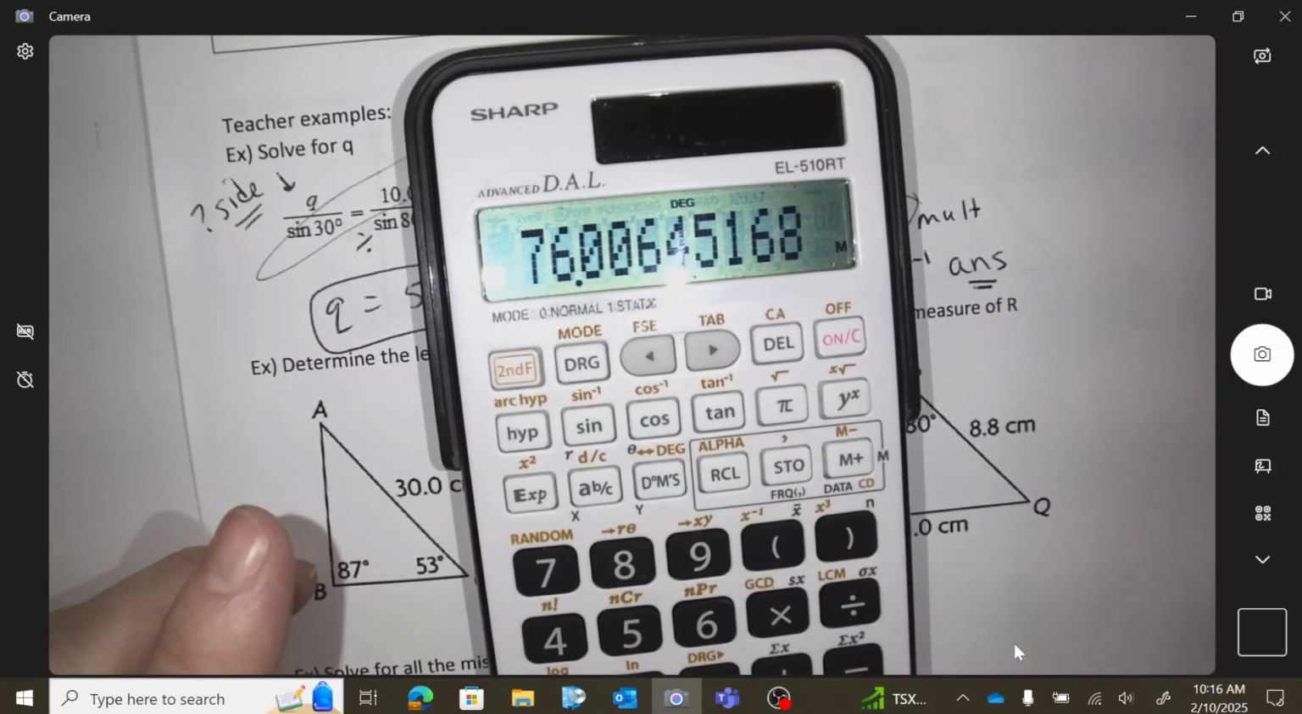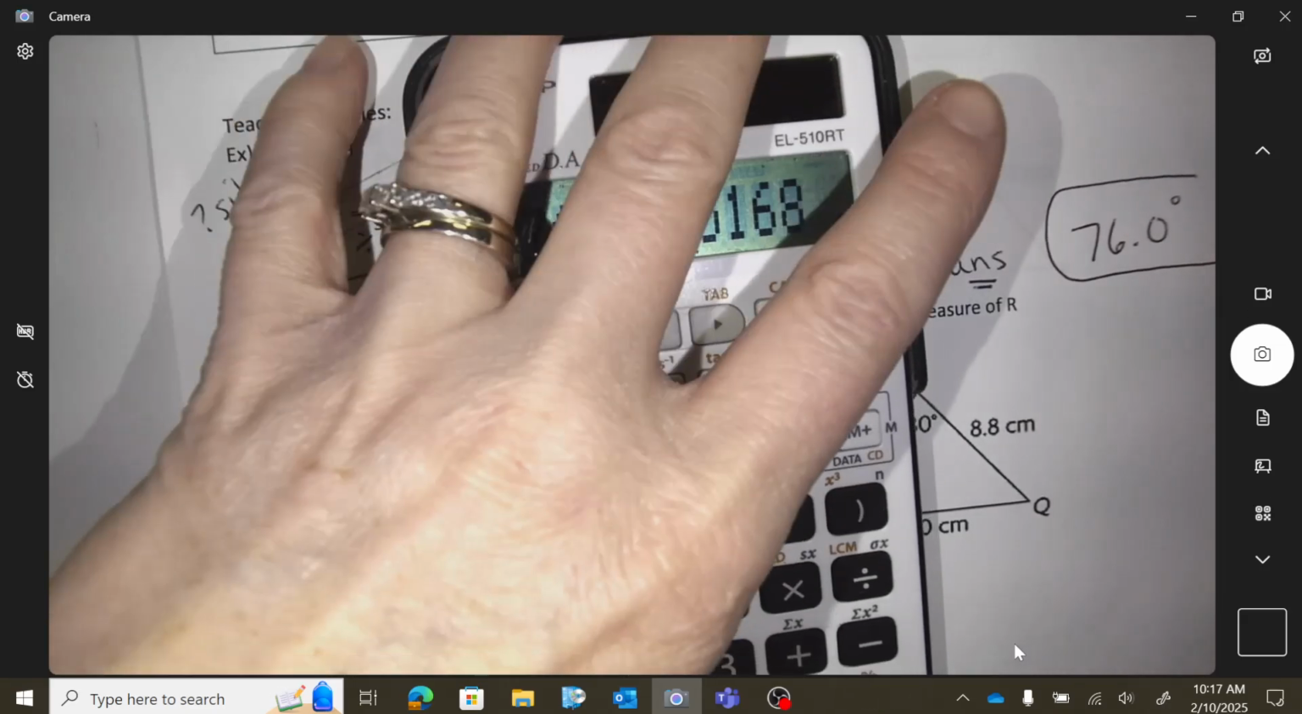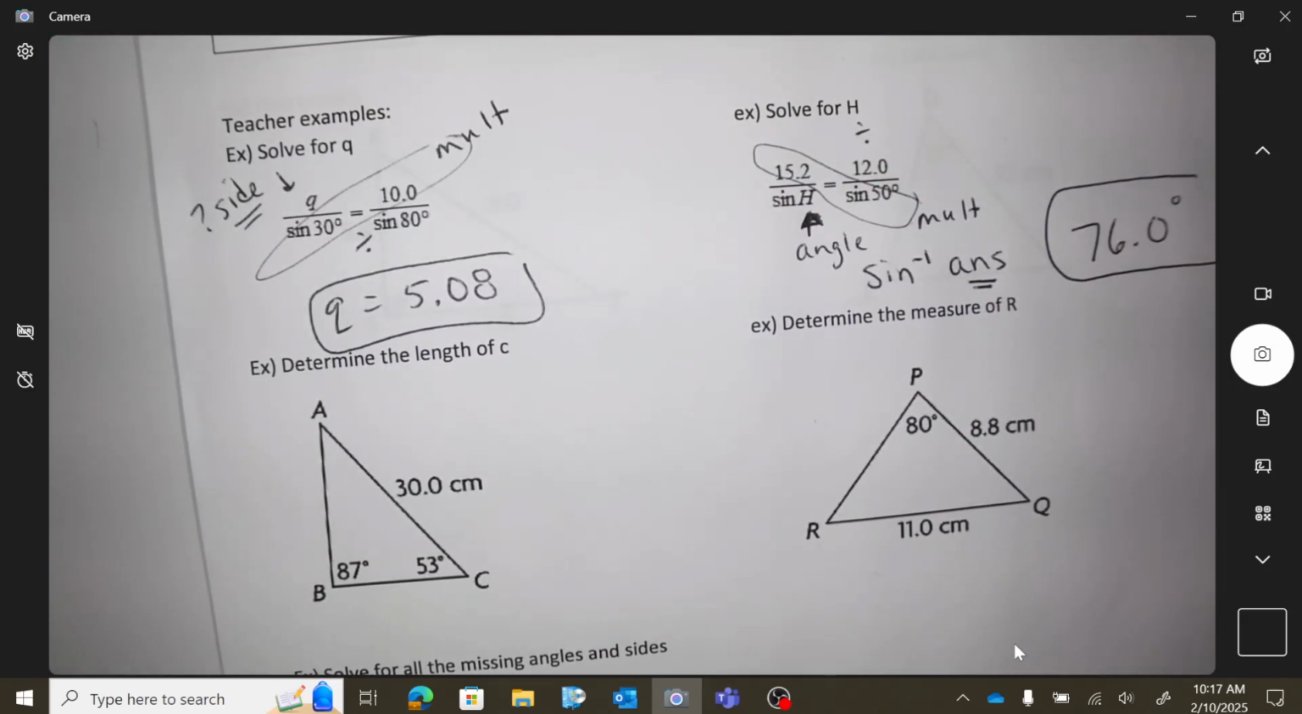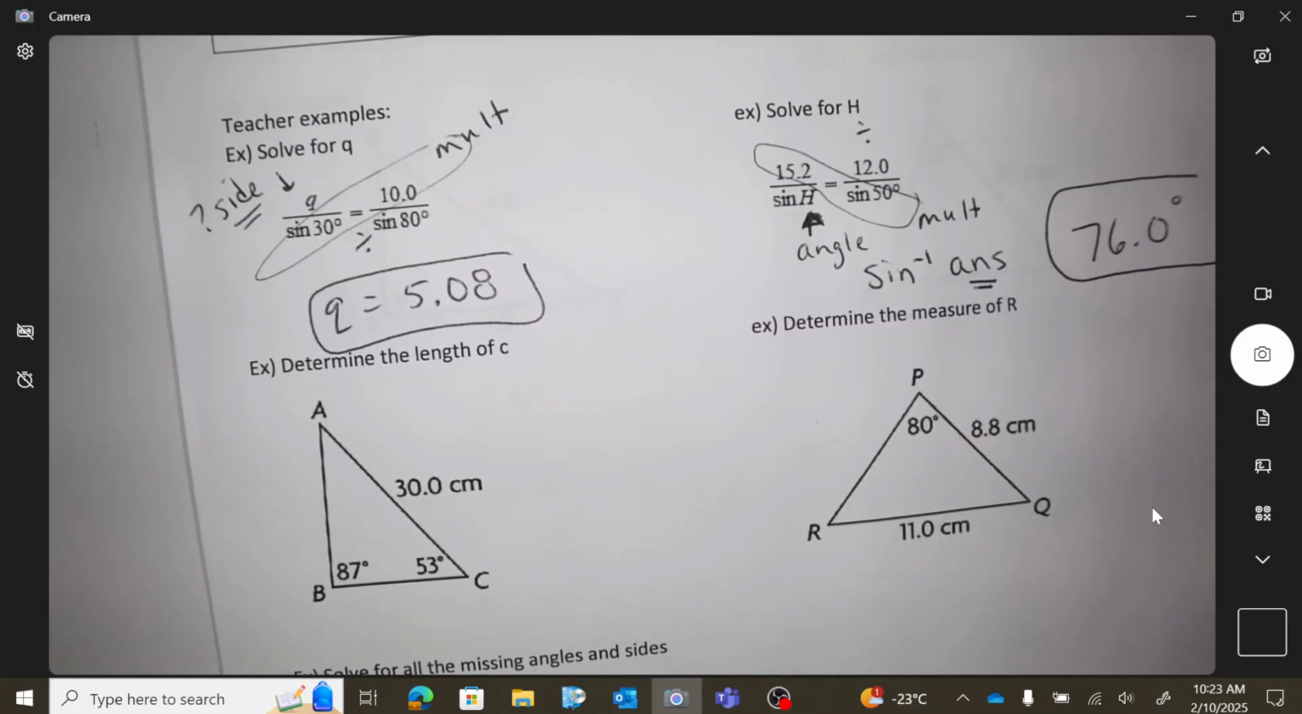Second, sine equals. Can you show me my answer button? I'm going to walk around here for calculator help. I did sine of 53.